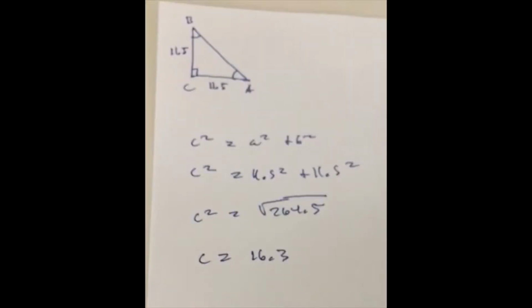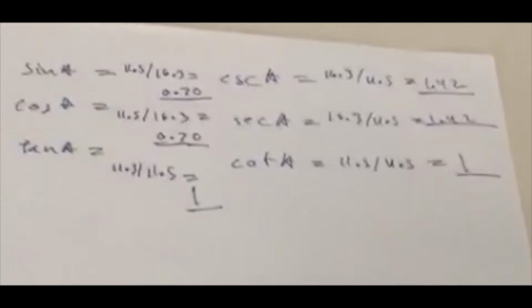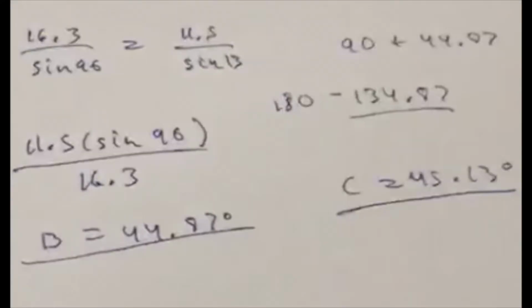Okay, first, to find the missing side of the triangle, we're going to use the Pythagorean theorem. Now that we have all the sides, we're going to use SOHCAHTOA to find the 6 trigonometric functions of the triangle. At last, we are going to find the remaining angles by using the law of sines.